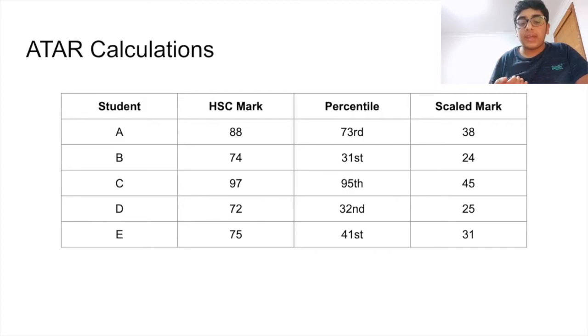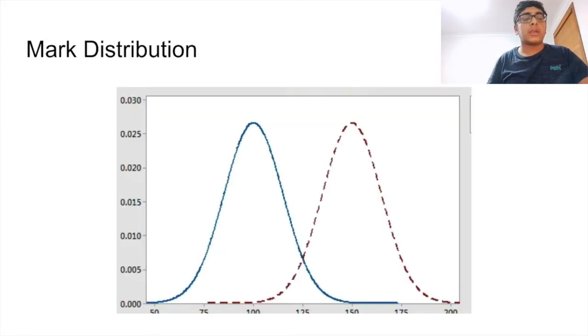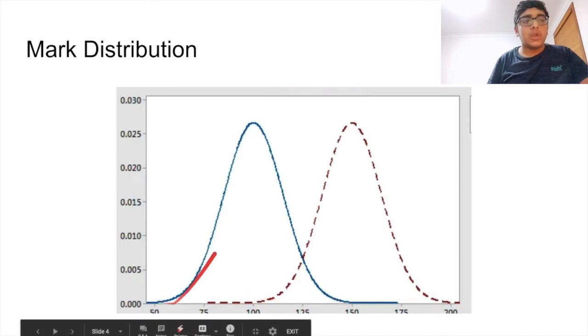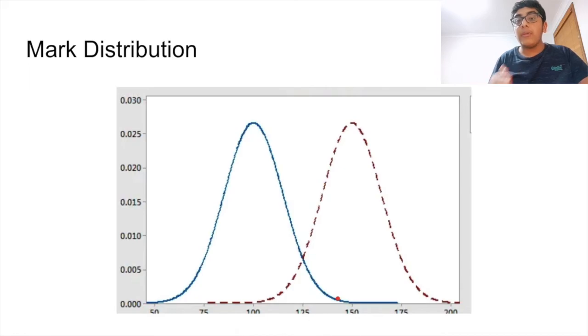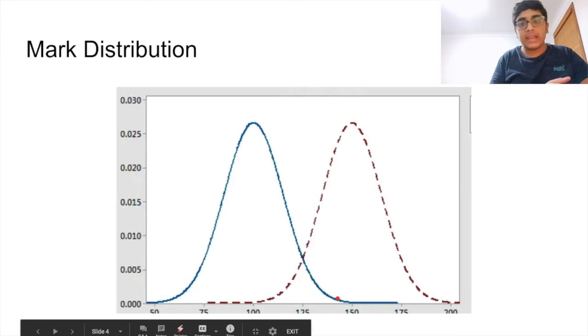What they'll do after that is get everyone's aggregates and put them into another graph, similar to the mark distribution. Then they'll see who falls in the top 0.05%. Those who fall in the top 0.05% fall in the 99.95 percentile. That is your ATAR, 99.95. They do that for every 0.05 increment.